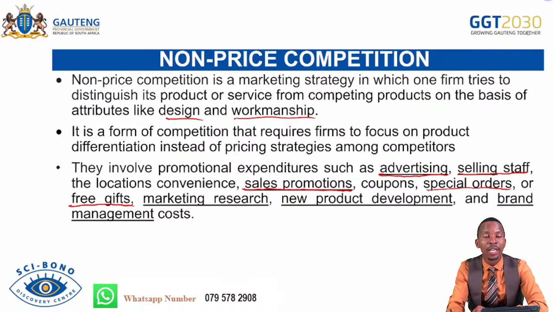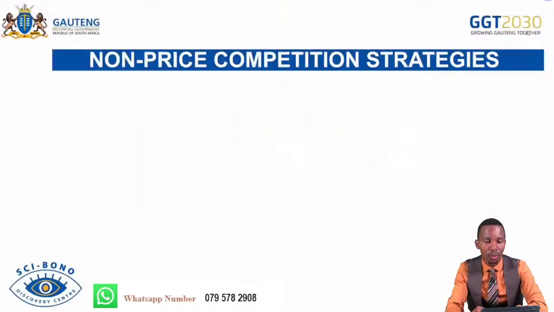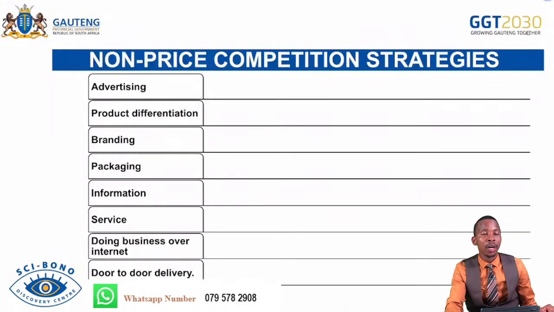Marketing research, they do develop market research to ensure that they are always updated and modernized. New product development, they ensure that they develop their product to be more unique to those of the competitors. And brand management costs, they ensure that they invest the most on branding so that their goods can be unique, because the brand is very important under monopolistic competition. It makes the product appear more unique and unfamiliar to those of the competitors. So here is the list of some of the non-price competition strategies that can be used by firms under monopolistic competition.